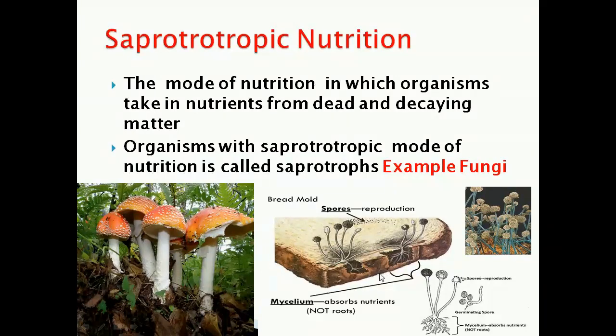Example, if we keep bread for 3-4 days in the open air, we can notice that the bread will spoil. Yes, the spoilage of bread is caused due to the growth of fungi. We can see a black color formation on the layer of the bread, that is called bread mold. Which is due to the formation of what? Bread mold. So fungi is an example for the saprotrophs which take nutrients from the dead and decayed organic matter.